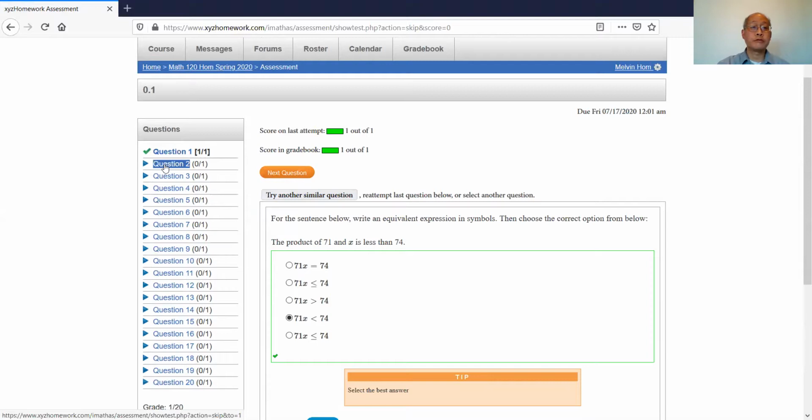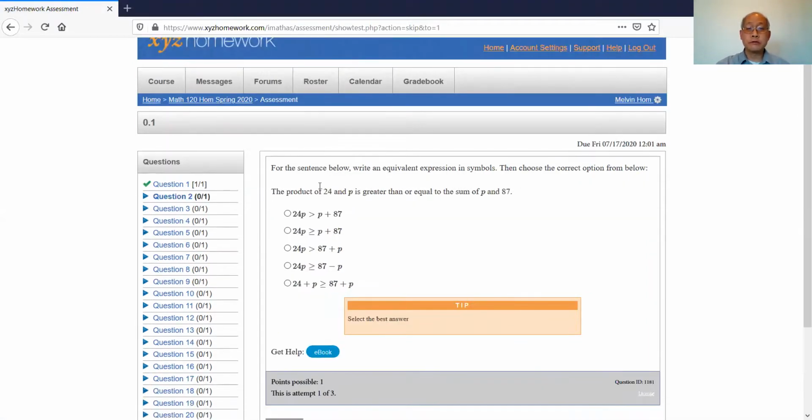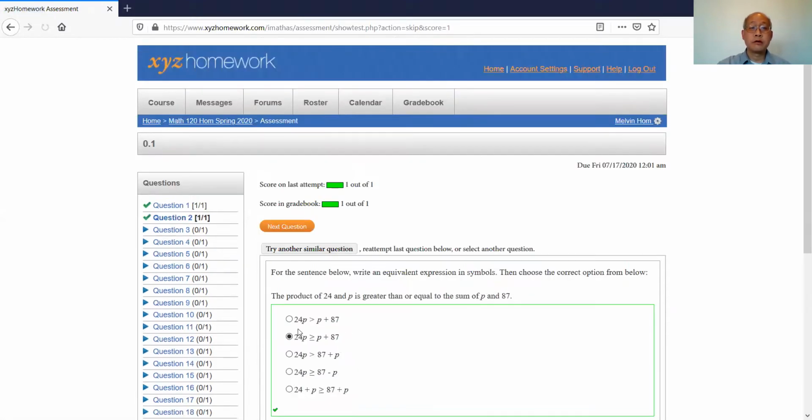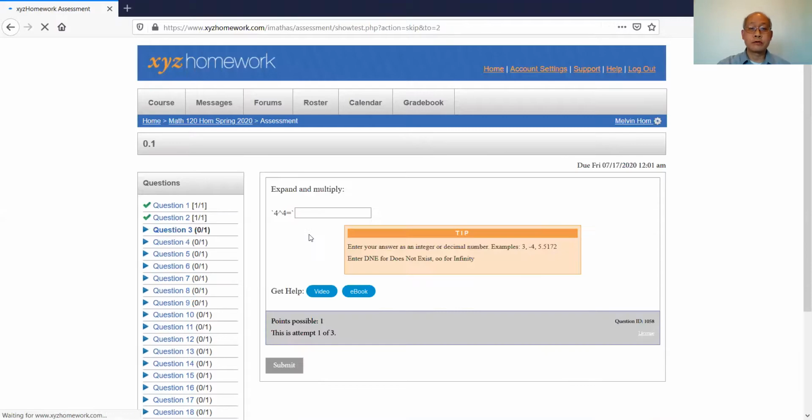You need to click next question, or jump over here for question 2. Same kind of problem here. The product of 24 and p, so that's 24 times p, so it isn't the last one. So it could be any of the first 4 right now. Greater than or equal to is either this one or this one, so it's either the second or the fourth one. And greater than or equal to what? The sum of p and 87, that's a plus. That's got to be this one. Product of 24 and p, 24 times p, greater than or equal to the sum, so we're adding p and 87. I'm going to click on that and submit, and hopefully it's correct. And it is.